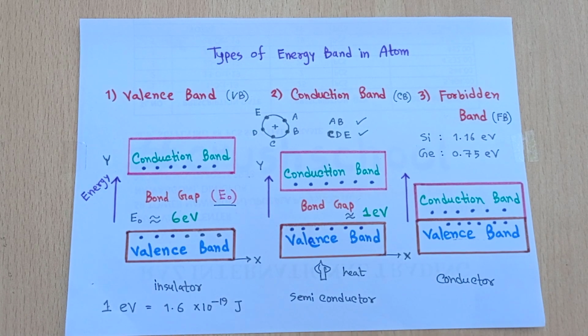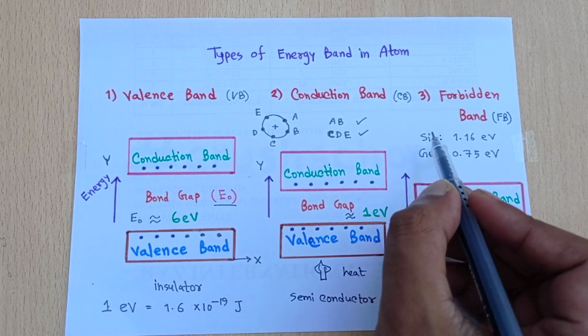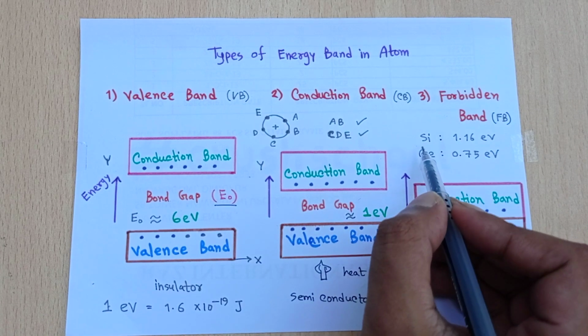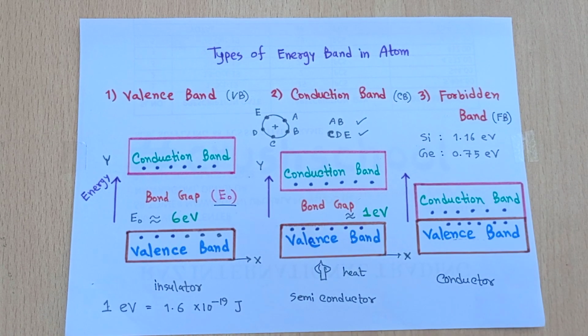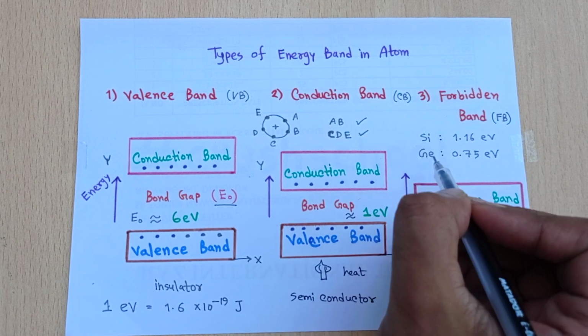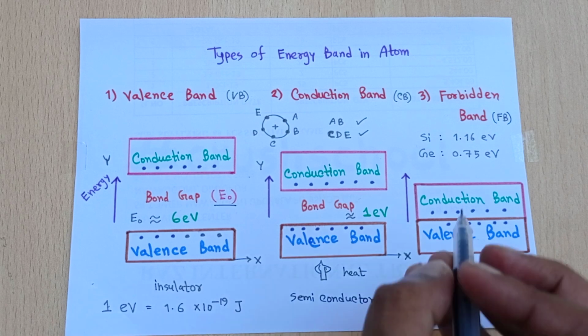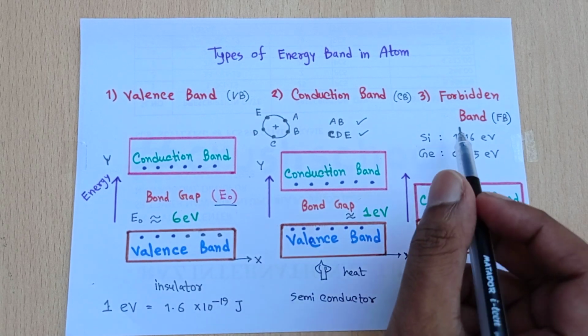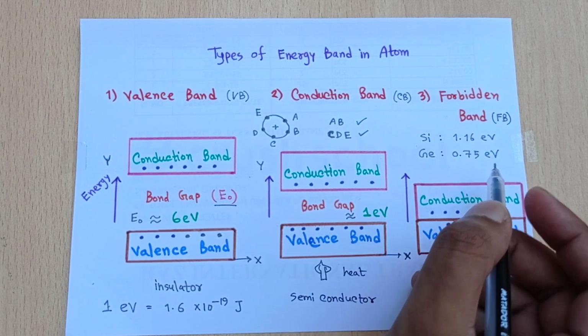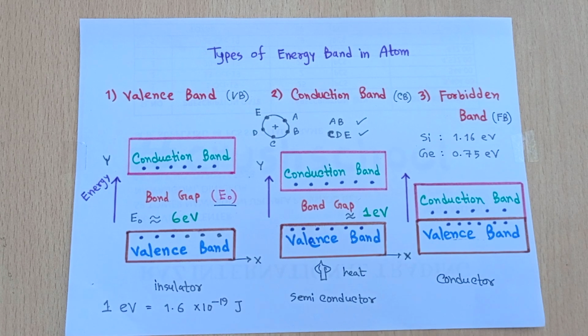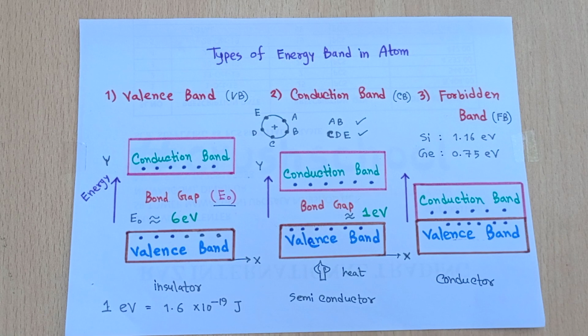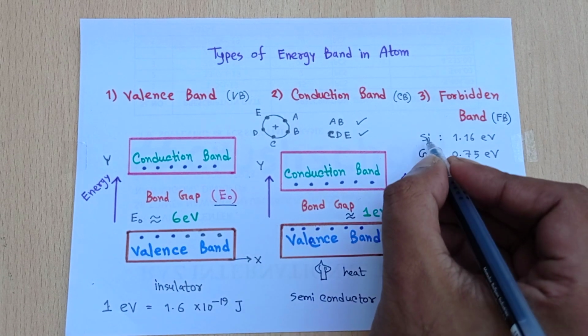But why are the values not the same? As the two types of semiconductor are the same kind of material, why is silicon's forbidden band energy level 1.16 and why is germanium's forbidden band energy level 0.75 electron volt? This is a very important question for you, and I want to answer it.